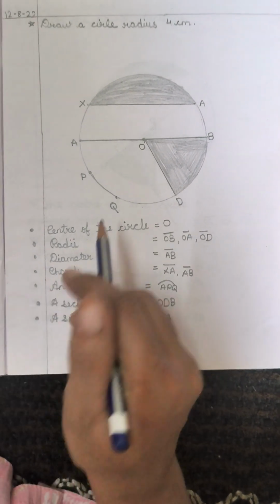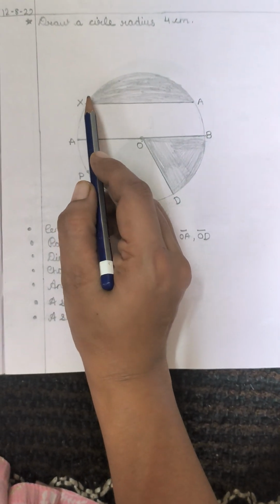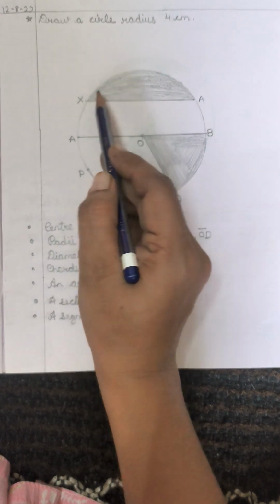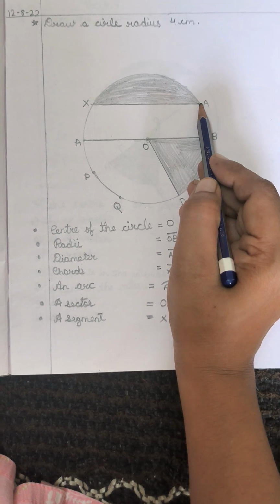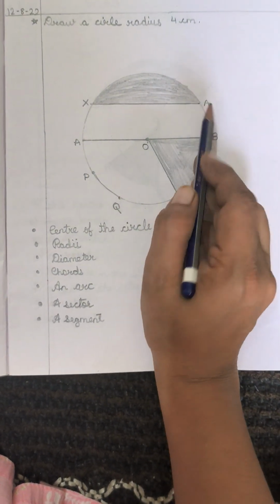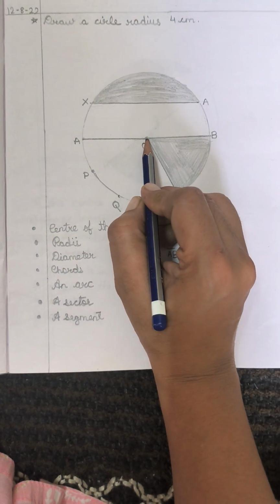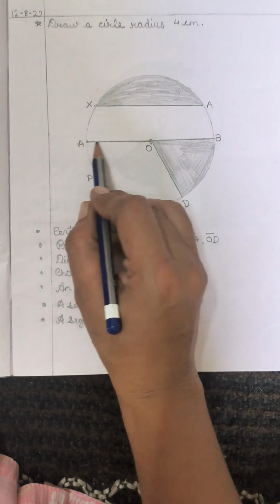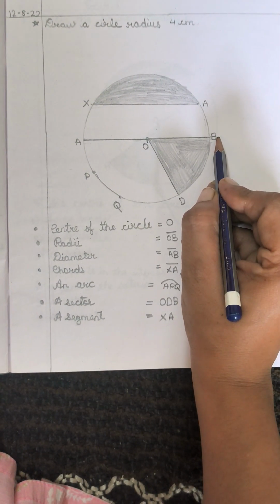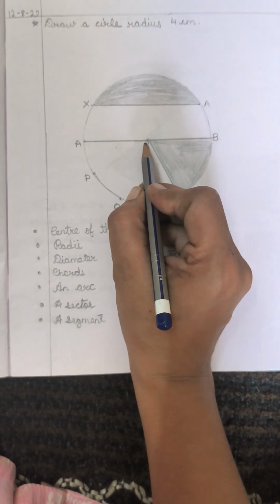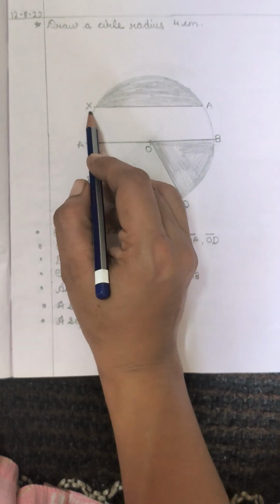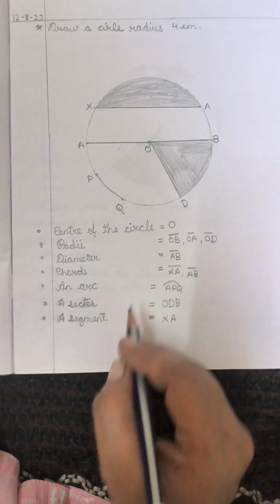Then chord. What is a chord? It starts from one point on the circle and ends at another point on the circle, but it does not cross the center point. So if we see, diameter and chord feel like the same, but they have only one difference: the diameter passes through the center and the chord does not pass through the center.